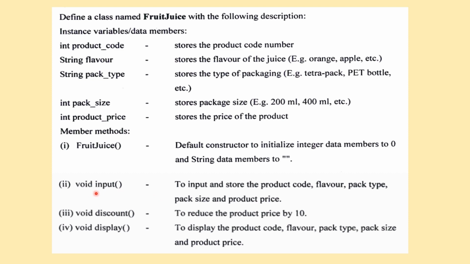And input and store the values. So this will basically be like a scanner class input for all of these five variables. Discount, just a very simple subtraction. I think it's an integer type, so just subtraction by 10. And display, simple output statements. So yeah, let's get into the coding part.